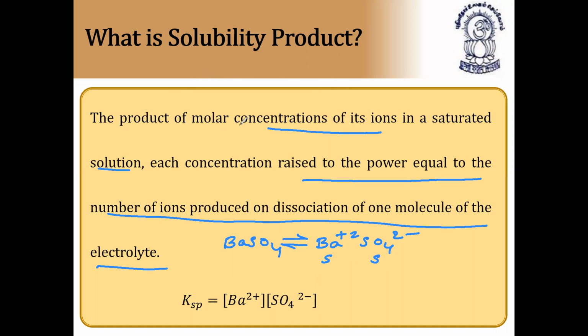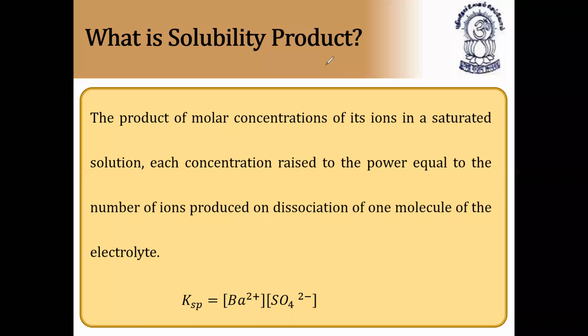The product of molar concentrations of its ions in a saturated solution, each concentration raised to the power equal to the number of ions produced on dissociation of one molecule of an electrolyte. So barium sulfate dissociates to form barium plus 2 and SO4 2 minus. So the solubility product KSP for this salt is equal to [Ba2+][SO4 2-]. This is called solubility product.